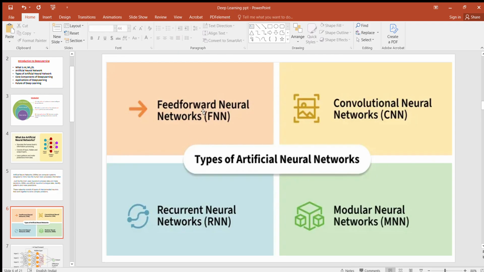Here you can see feed forward neural networks, convolutional neural networks, recurrent neural networks, and modular neural networks, in short form FNN, CNN, RNN, MNN. Generally FNN, the feed forward neural network, is used for general purposes. Convolutional neural networks are used for object detection or object recognition. Recurrent neural networks are used for predictions and some other applications. MNN, modular neural networks, are used for advanced applications.